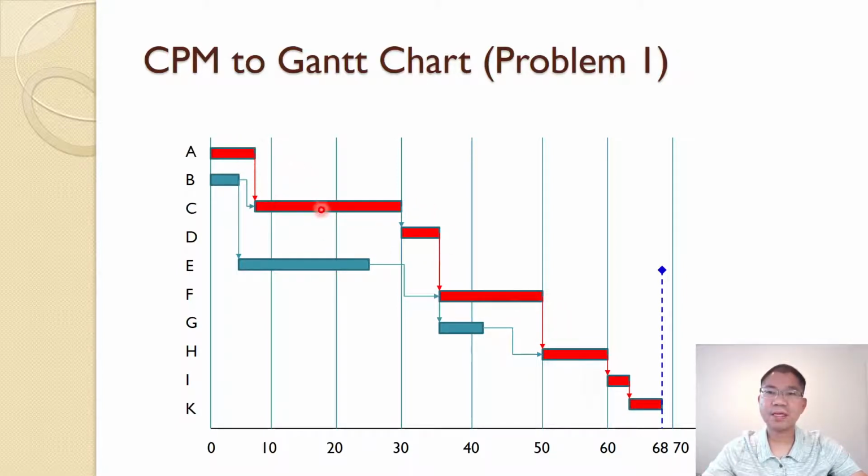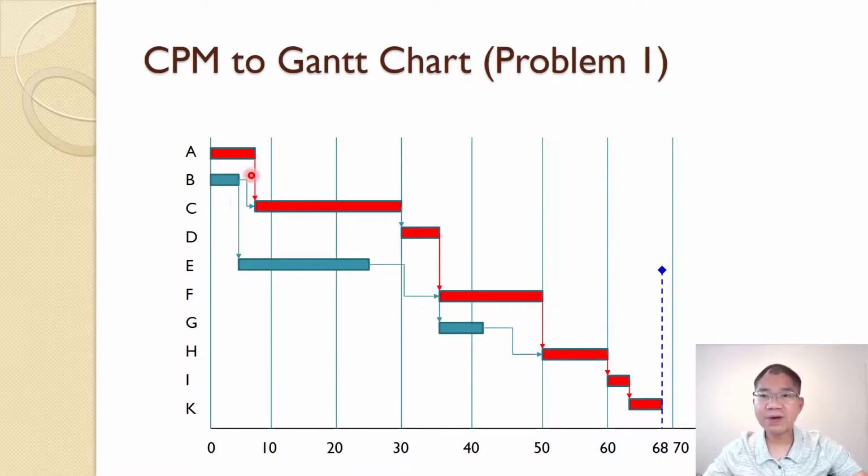So A, C, D, F, H, I, J. It should be J, not K. So those are on the critical path, so you cannot shift them. If you shift, it will push the project from 68 days to further. But the activities not on the critical path, B, E, and G, you can move.